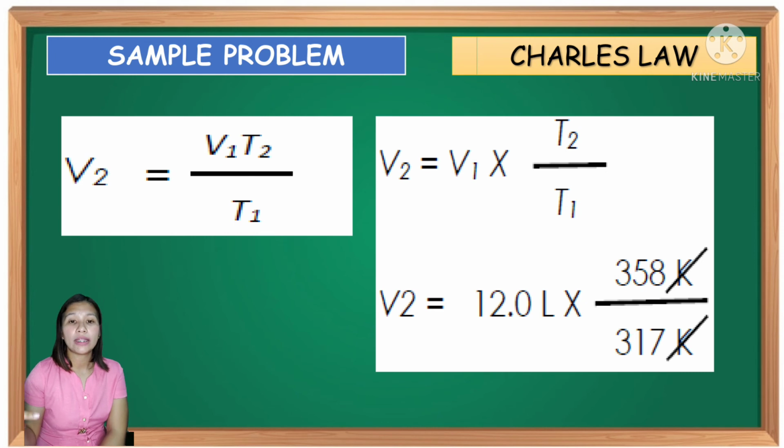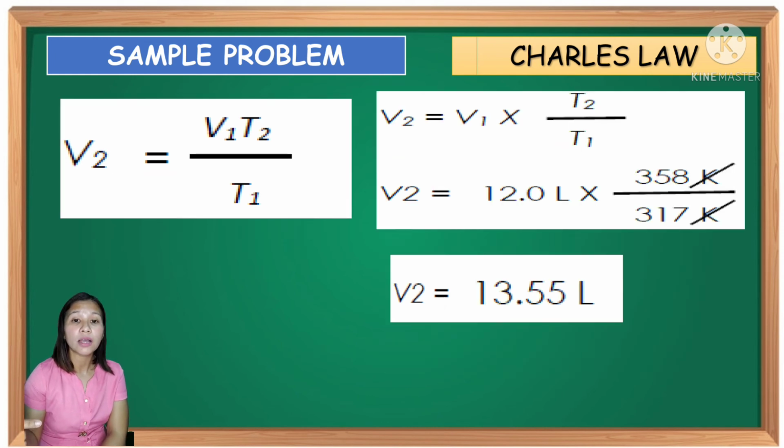Then we can substitute the values: V sub 1 is 12.0 liters multiplied by 358 K over 317 K. Those two temperature values in Kelvin divide out, and the unit of Kelvin is removed so that the unit of liter remains. Then we come up with the final volume, which is 13.55 liters.